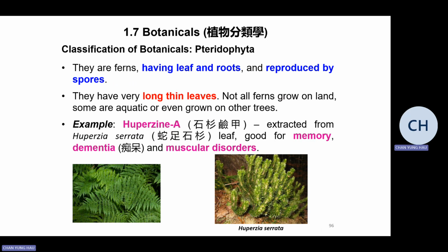All right, and then next is the Pteridophyta. In fact, they are ferns, having leaves and roots, and they are of course reproduced by spores. The major feature of this kingdom is that they have very long leaves. For example, you can see the ferns in the picture, which can be good for the memory and muscular disorder, of course.